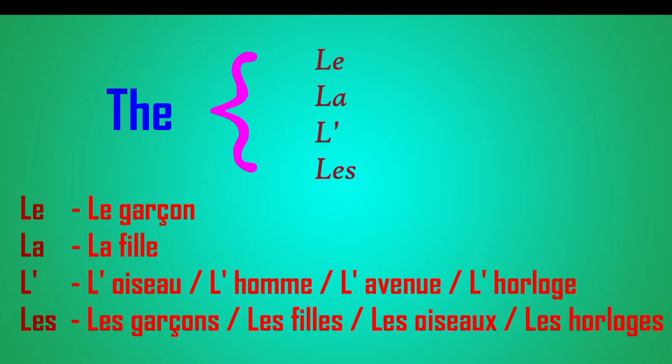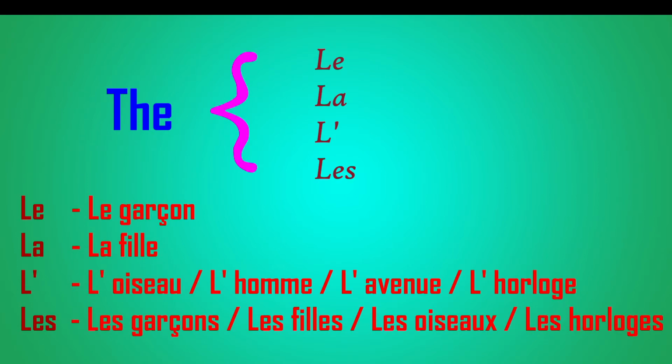So, l'apostrophe is nothing but either le or la. The definite article the takes four equivalent words in French: le, la, l'apostrophe, and les. Examples on the screen: le garçon, la fille, l'oiseau, l'homme, l'avenue, l'horloge, les garçons, les filles, les oiseaux, les horloges. Le, la, les, l'apostrophe, meaning the.